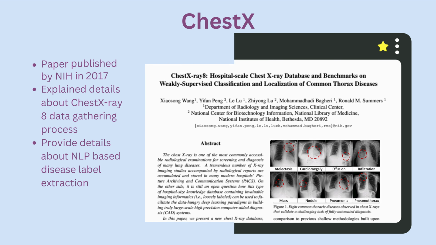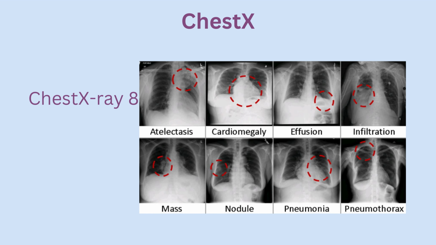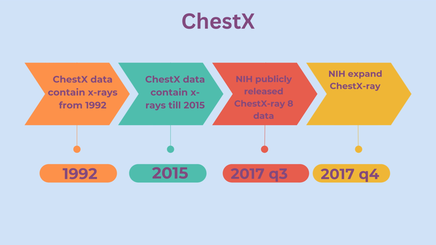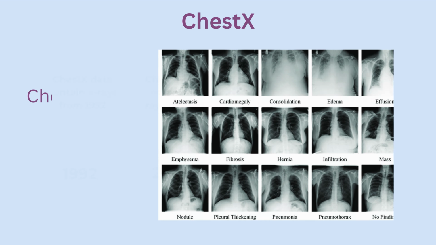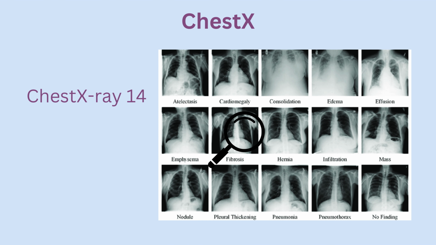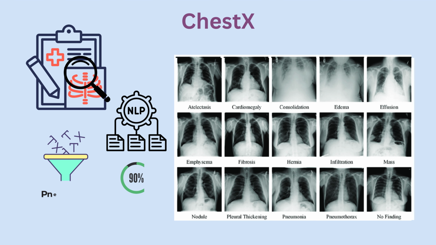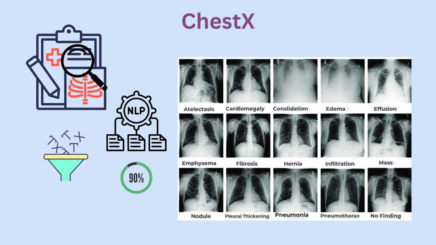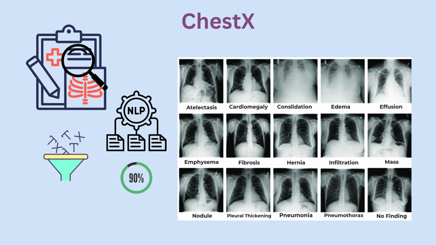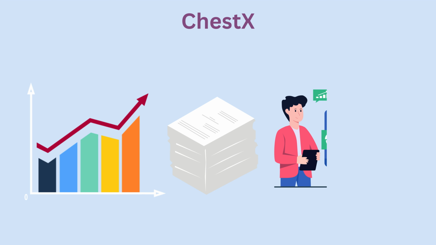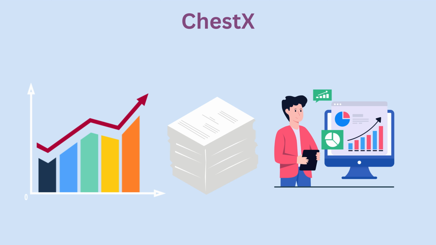Originally released with 8 disease categories, the dataset has since been expanded to include 15 labels, 14 disease categories like pneumonia, fibrosis, and emphysema, along with a no finding label for healthy cases. These disease labels were extracted from the radiology reports using NLP techniques, with over 90% accuracy, ensuring their reliability for AI training. What makes this dataset truly unique is its scale and scope.